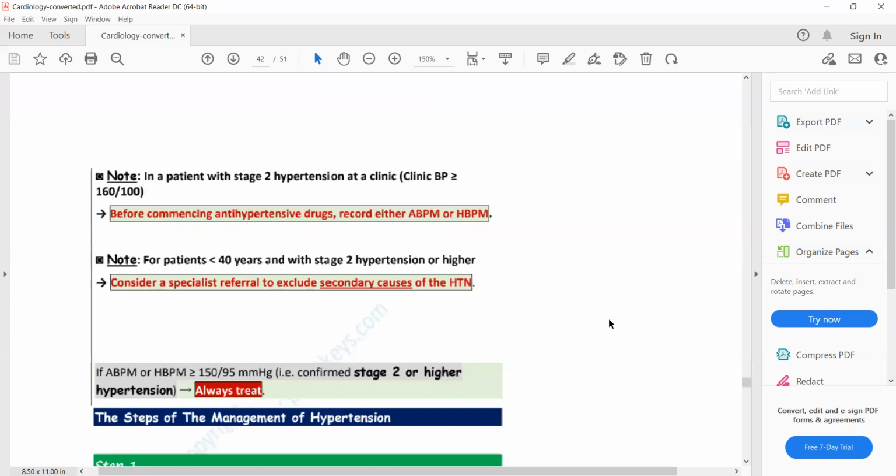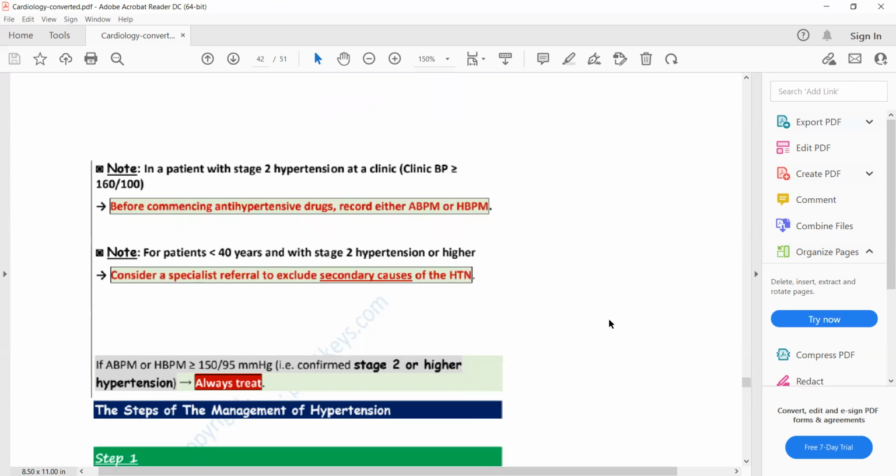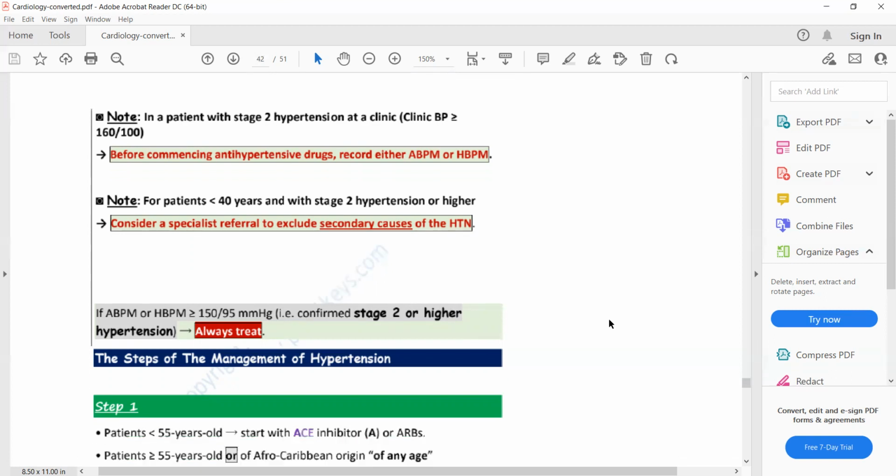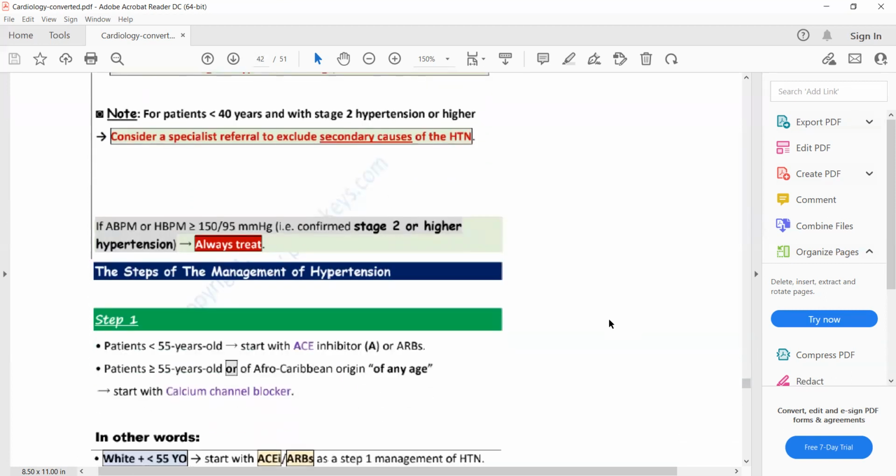If a patient presents to you with stage 2 hypertension with a clinic BP of 160 over 100, before starting any treatment, you need to record the ambulatory blood pressure or home blood pressure. So if a patient presents at the clinic with blood pressure of 160 over 100 and they ask you about the next best step in management, then your answer will be home blood pressure or ambulatory blood pressure recording. And after that, you will start the antihypertensive treatment.